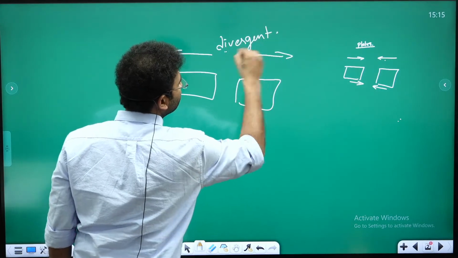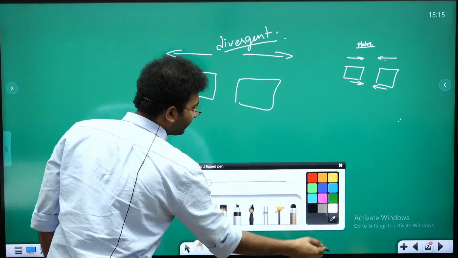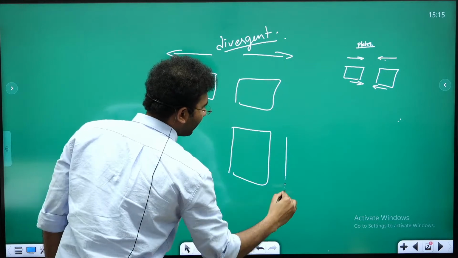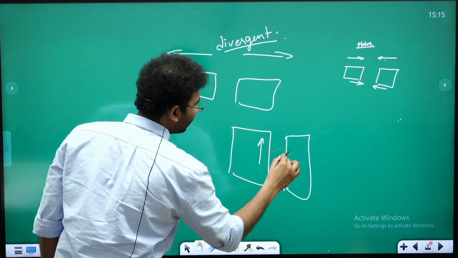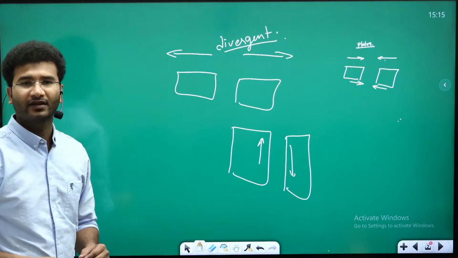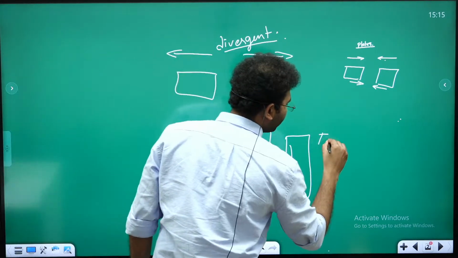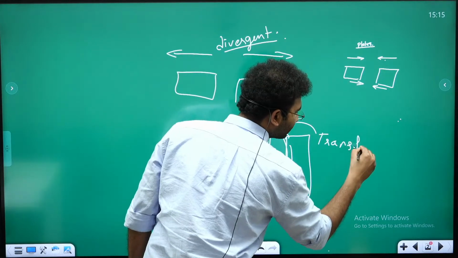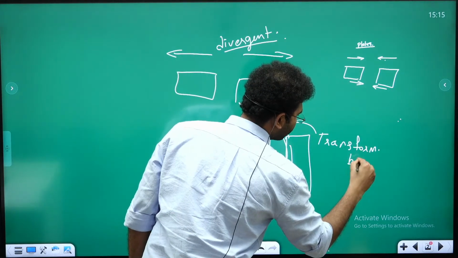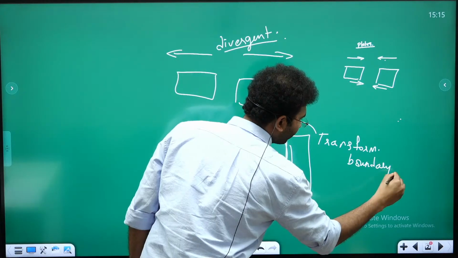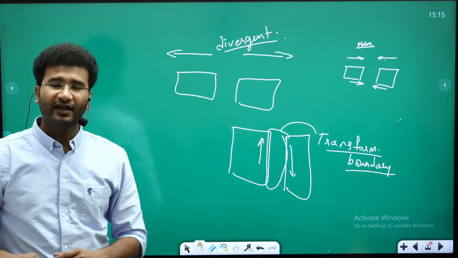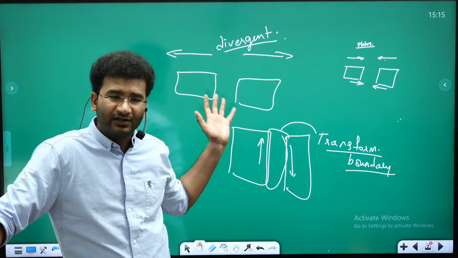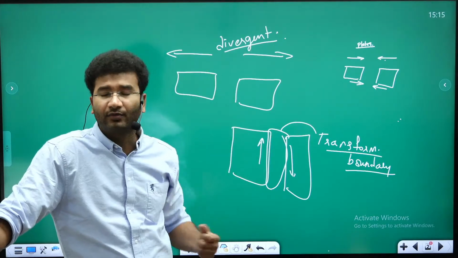Right? Now two plates can also slide past against each other. This can move in this direction and this can move in this direction. Now the boundary between them is called a transform boundary. Right? Now broadly speaking, there can be convergent boundaries, there can be divergent boundaries, and there can be transform boundaries.